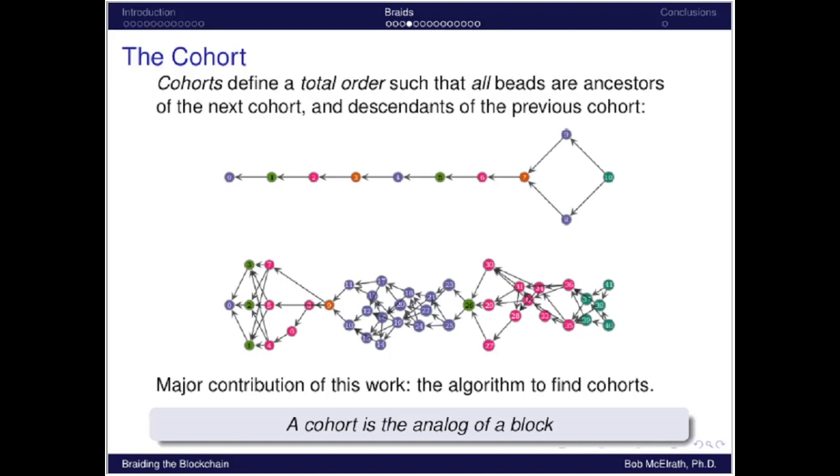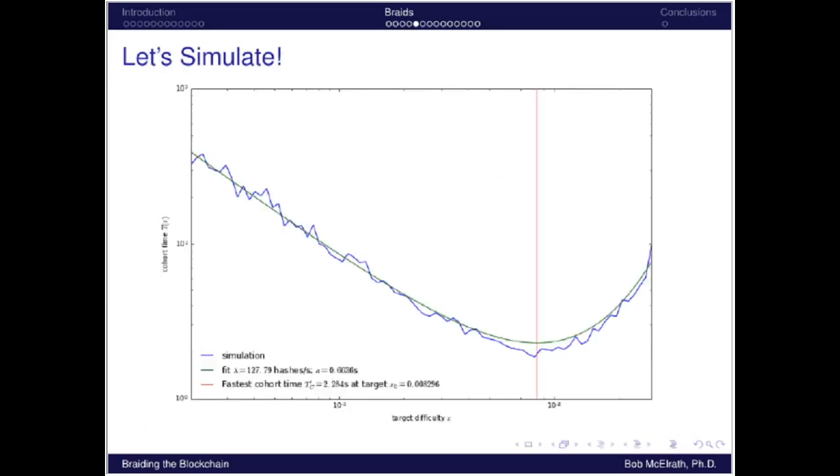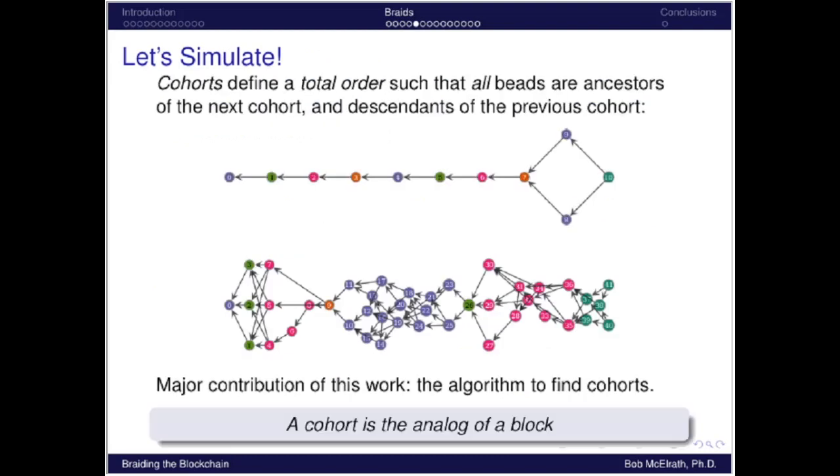So let me define the concept of a cohort. Oops, I seem to be missing a slide here. All right, a cohort is defined as a group of beads such that everything that came before it is an ancestor of everything in the cohort. Everything that comes after it is a descendant of everything in the cohort. In other words, the cohorts define a total ordering. Now, they do so without any additional assumptions. This is purely from the graph structure.